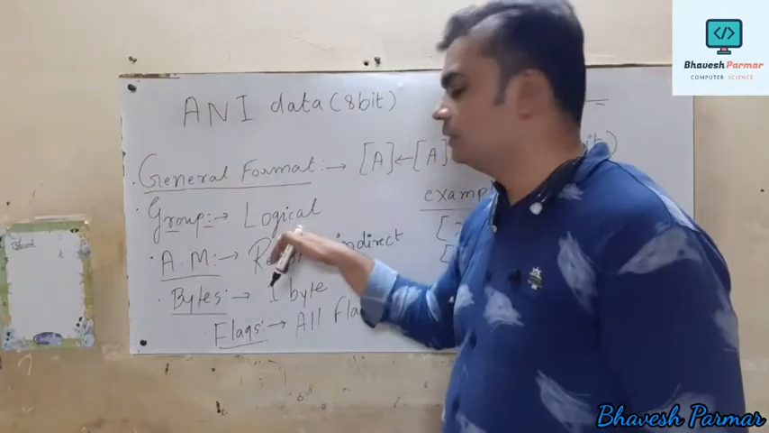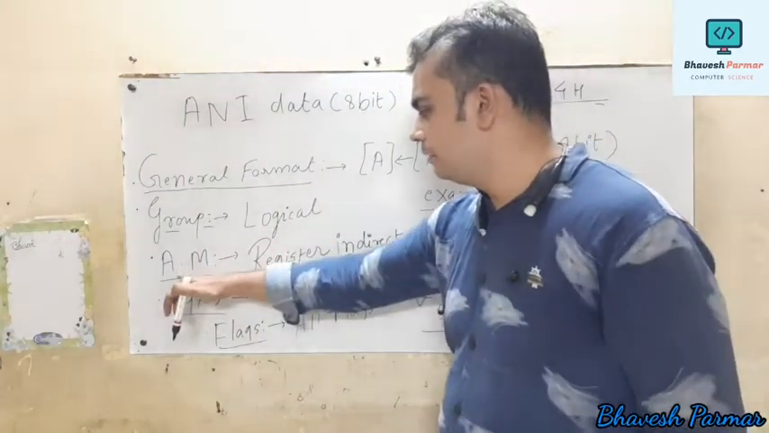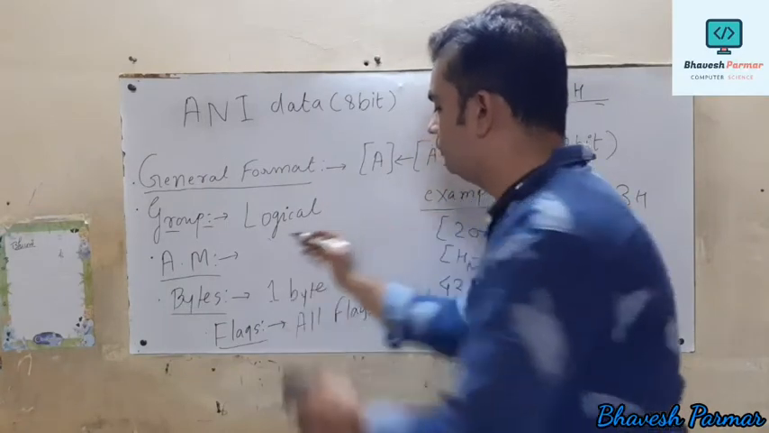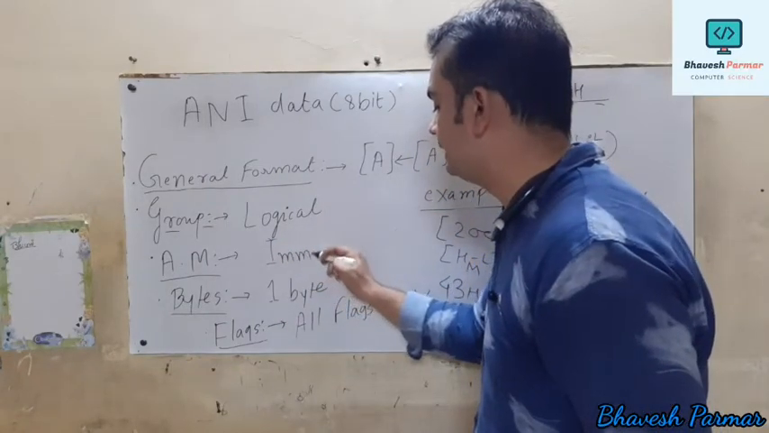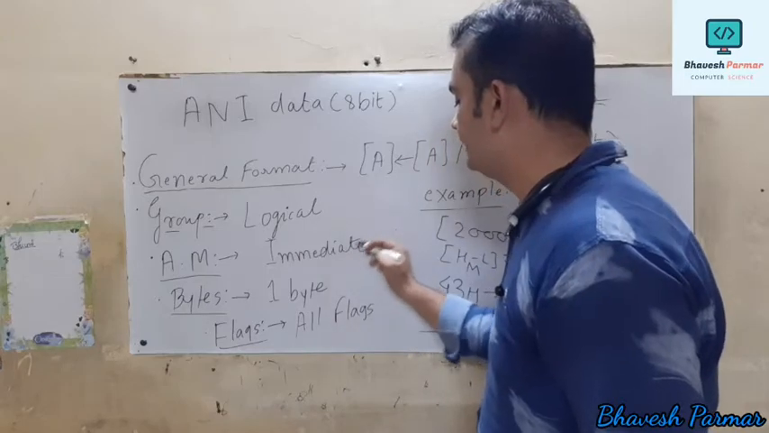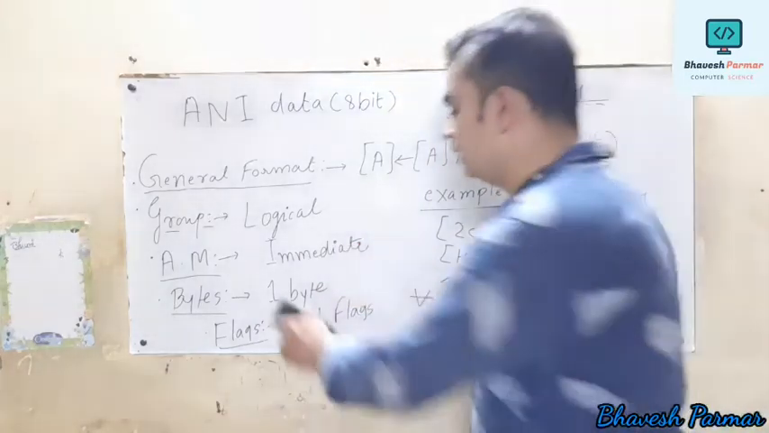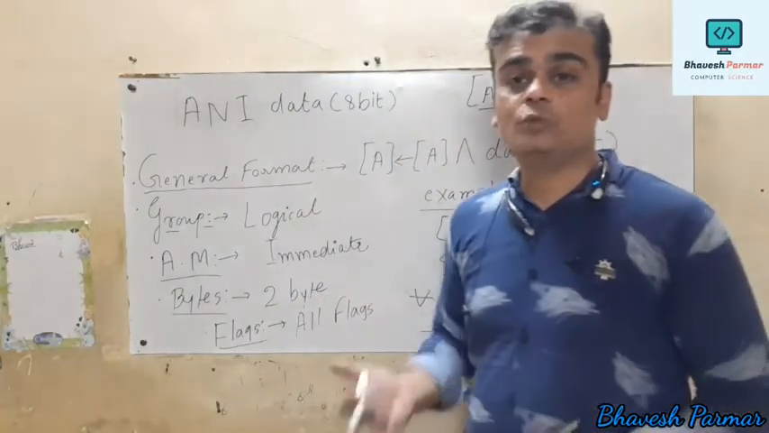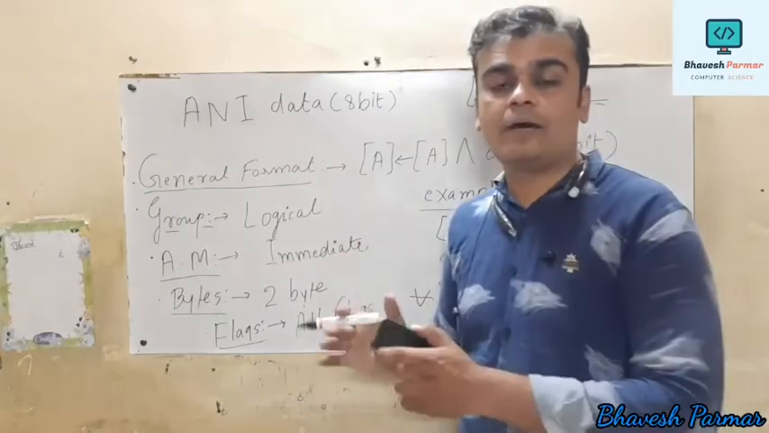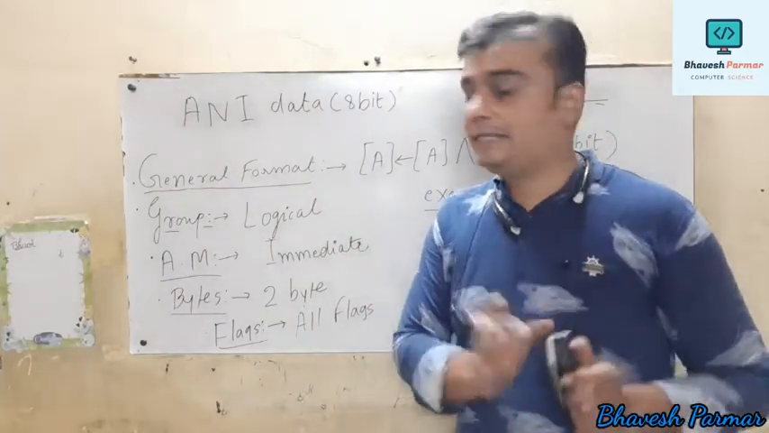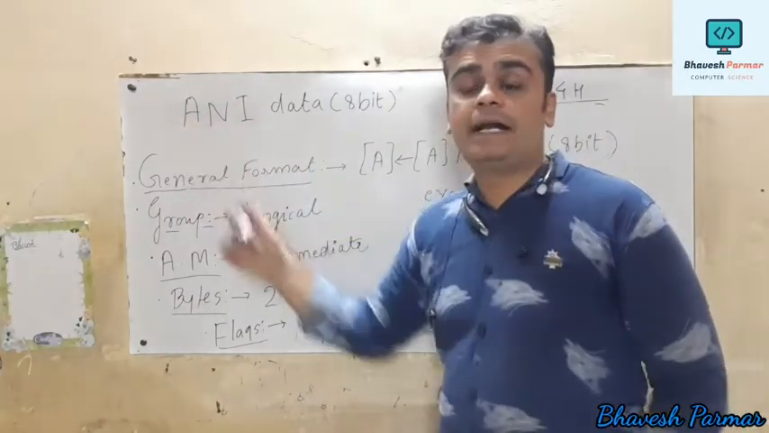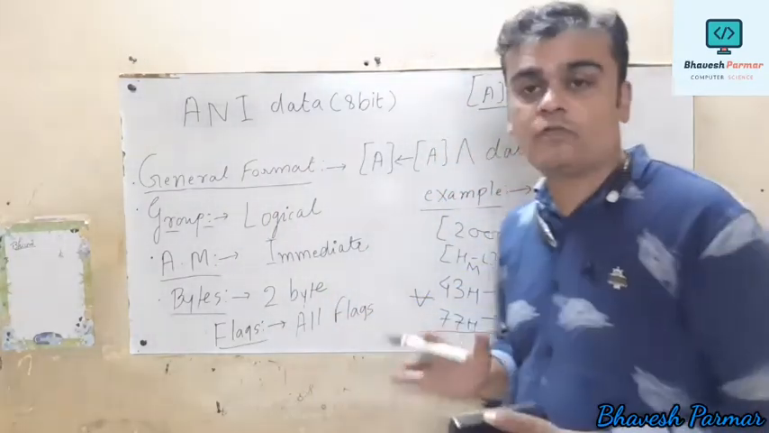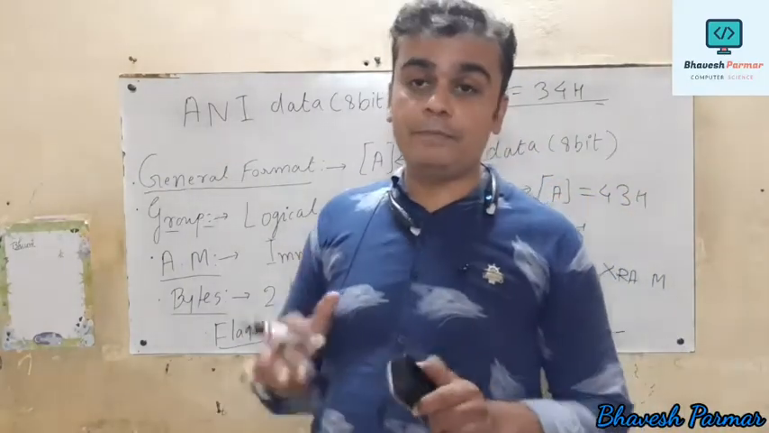In case of group, the group is the same, logical. But in case of addressing mode we write one word, that is immediate addressing mode. In case of bytes, I have to write 2-byte instruction. Why is it a 2-byte instruction? Because 8-bit data requires 1 byte to store the content, and 1 byte is required to store my operation code, that is called opcode. And in case of flags, all flags may be affected.